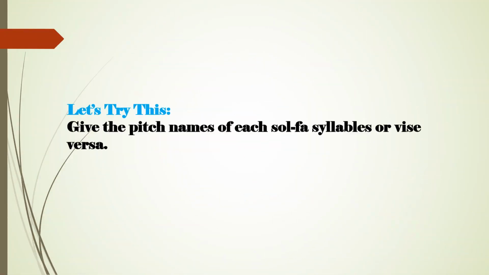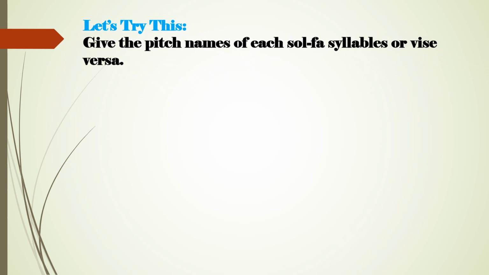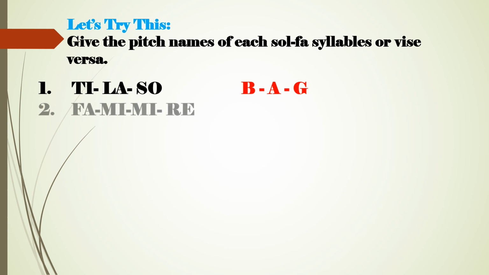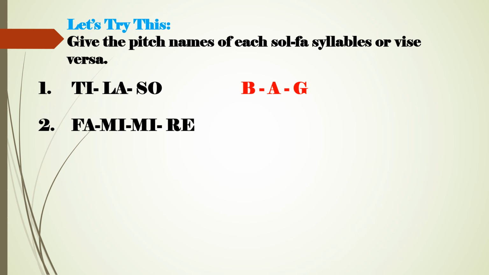Let's try this. Give the pitch names of each sol-fa syllable or vice versa. Number 1. Ti, la, sol. You're such a genius. The answer is B, A, G. Number 2. Fa, mi, re. Bravo! The answer is F, E, D.